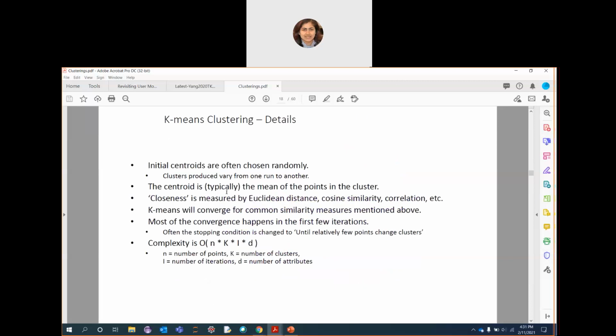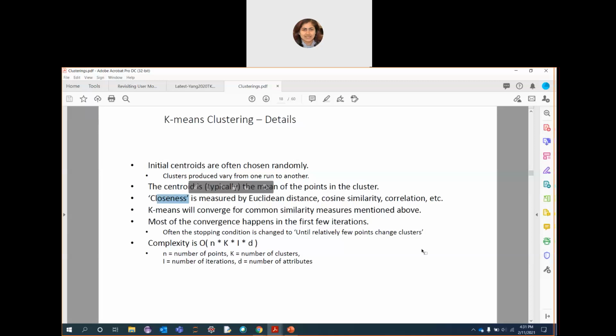Now next, some details about the k-means clustering. As I told you, centroids are always chosen randomly and clusters produced can vary from one run to another depending on the mean or the centroid of the clusters. What is centroid? That you already know.